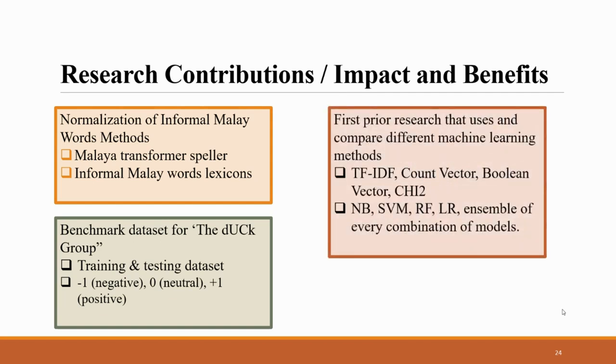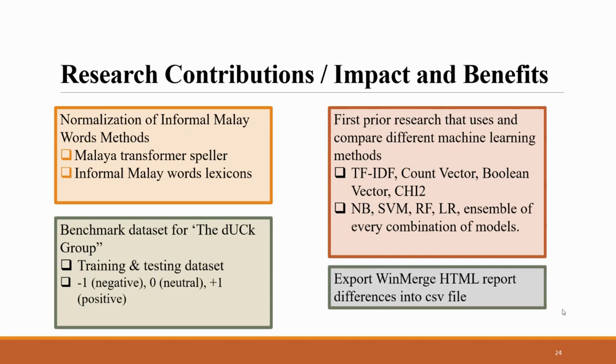Third, this research is the first research that uses and compares different machine learning methods in English-Malay code switching sentiment classification. Different feature extraction techniques and machine learning methods are compared in this study. And the additional contribution is we extract and write the differences of words as highlighted in the WinMerge HTML report into a CSV file. And this can be used for other purposes such as tracking or recording the differences between two files.